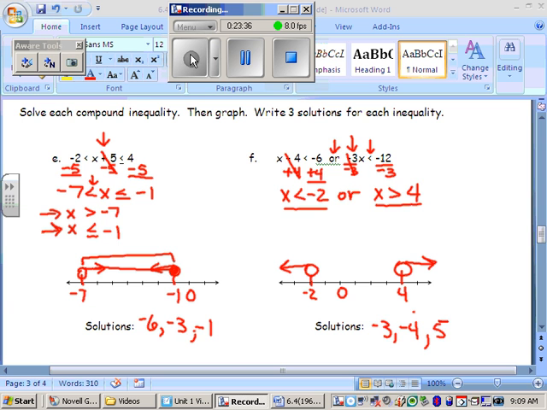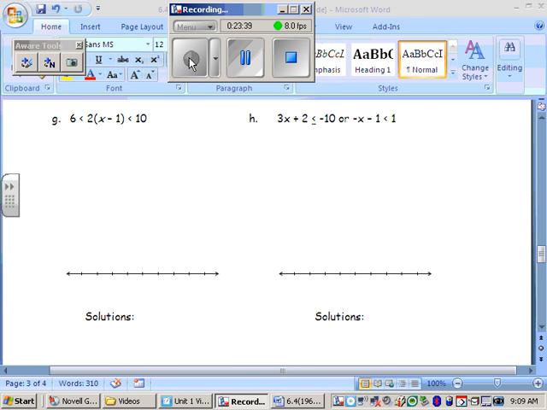Okay, we have two more examples to do. So let's take a look at the next. In example G, again, if we look in the middle, the x is not isolated. So what do you think we would do to isolate the x in this problem?